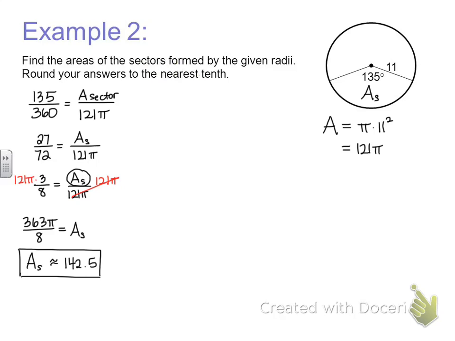What's a very easy way for me to find the area of, let's call it A sub S2, the second sector, now that I know the area of the first sector? Right. So the area of the second sector is going to equal the whole entire circle, which is 121 pi, taking the area of the whole thing and subtracting out that 142.5. Can somebody tell me what they get?